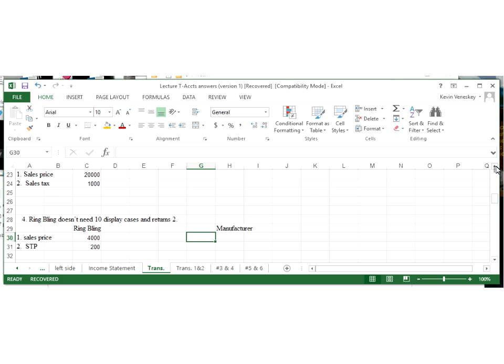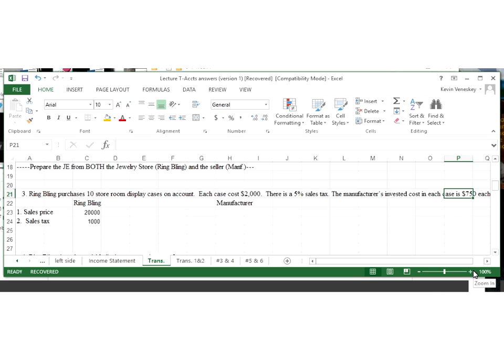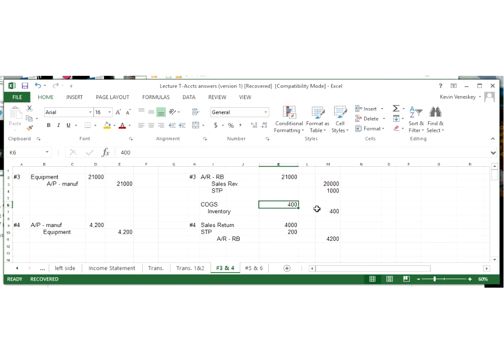They're selling display cases. And if I go back up here, it tells me that the display cases cost the manufacturer $750 up front. That's what it costs for them to make it, $750. So when I come here, this should be 750 times 10 because I sold 10 of them. So therefore, my cost of goods sold is really $7,500.